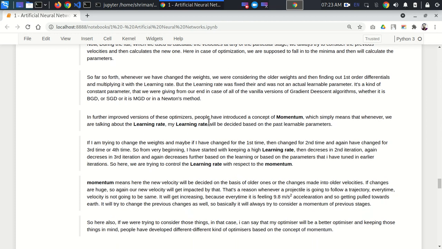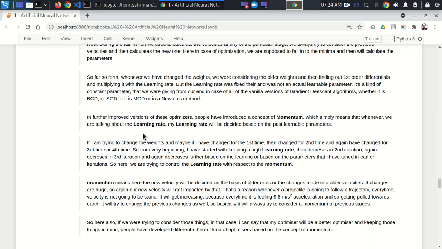But in further improved versions of these optimizers, people have introduced the concept of momentum, right? Which simply means that whenever we talk about the learning rate, my learning rate will be decided based on the past learnable parameters, right? So we are introducing the concept of momentum here, and the same kind of trajectory, the same kind of motion, we are going to follow here.